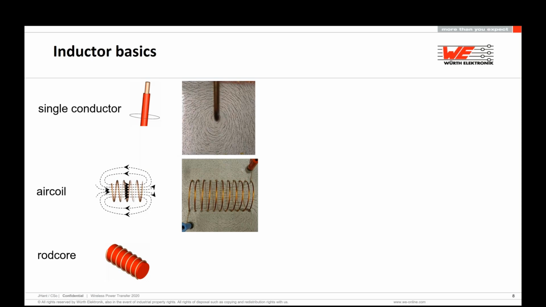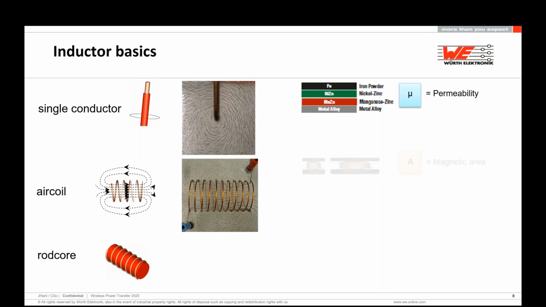And this will end up in a formula. This formula is based on the material. As mentioned before, the material can be iron powder, nickel zinc, manganese zinc, or metal alloy. All these different materials are defined by the permeability factor. Additionally, the area is important to calculate the inductance.